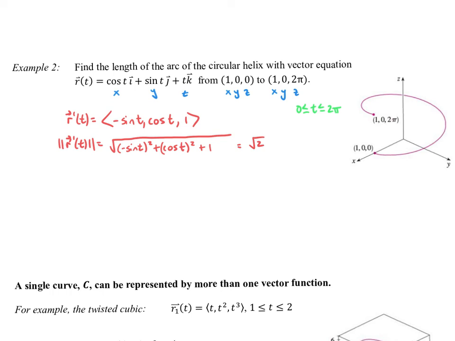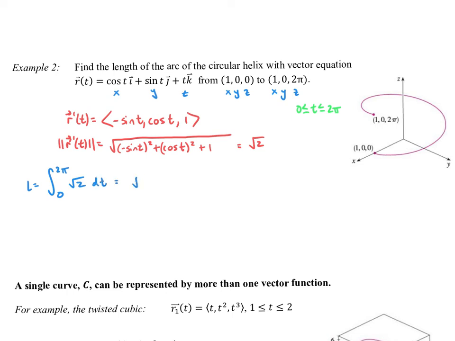And that's kind of a unique characteristic of the helix curve, because most curves, you're going to have a magnitude that changes by a variable, so the magnitude will have a t in it. In this particular case, the magnitude of the helix is actually just constant no matter what t is. Okay, now what we have is our integral for the length, which is from 0 to 2π, and the magnitude of the derivative function r prime is square root 2, and then we have dt.